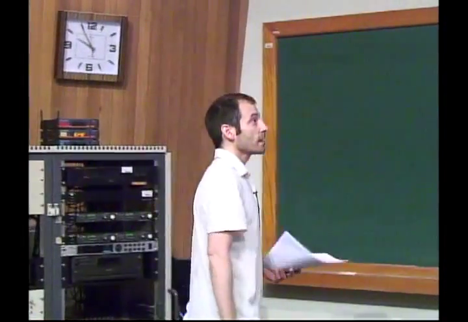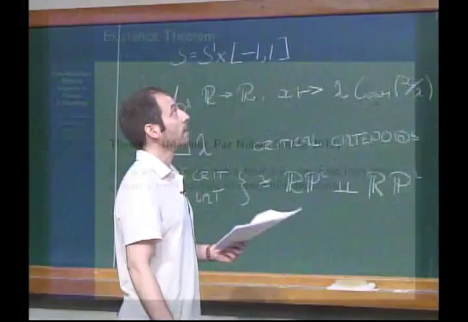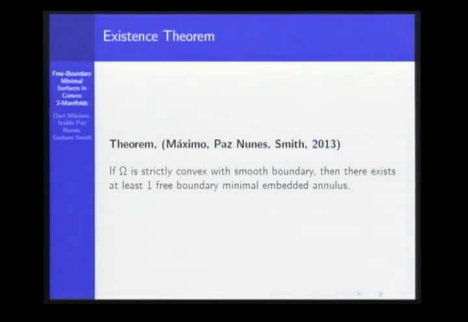The main theorem is a nice little application of degree theory, and it just tells us that if omega is strictly convex with smooth boundary, then there exists at least one free boundary minimal embedded annulus. Actually, the theorem that we have says a good bit more than that, but this is the version I want to present to you today. Now, I won't keep any secrets from you. The result is proven via a nice application of differential topological degree theory in infinite dimensions.